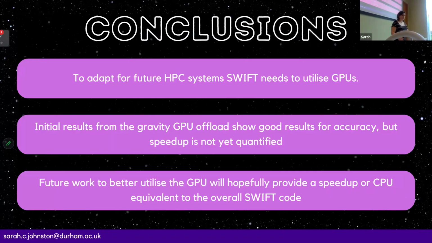So some key takeaways. We need GPUs in Swift so that we can actually survive into the future. We have good results for accuracy. Speed up results are a bit more tenuous, and hopefully I will manage to get there in the end.